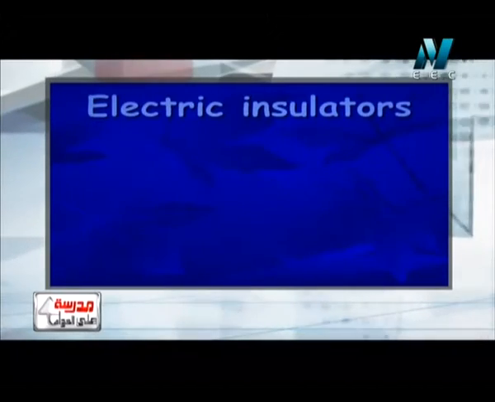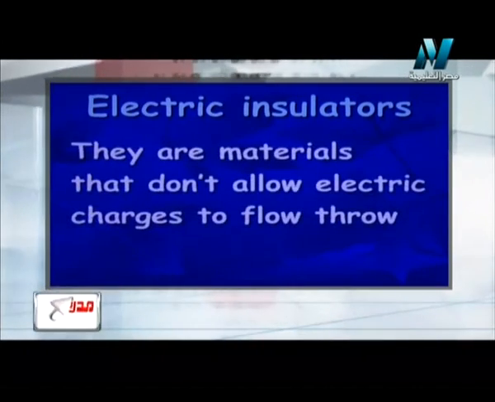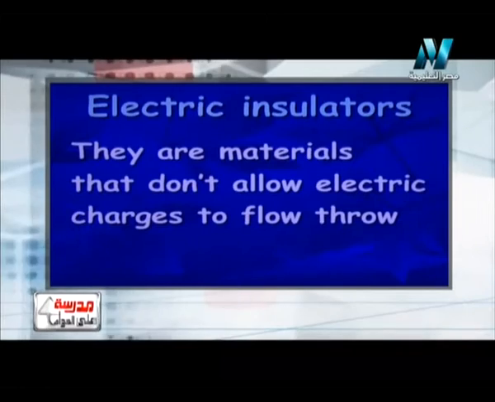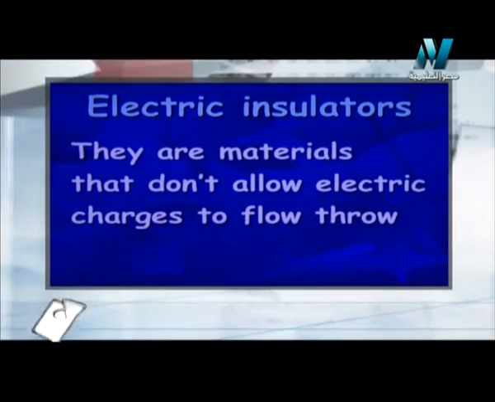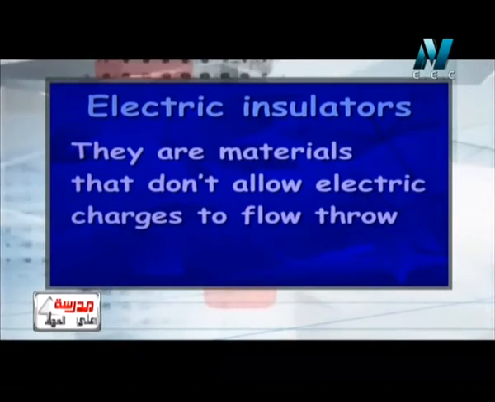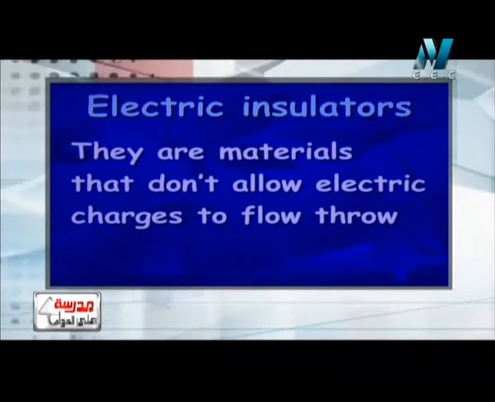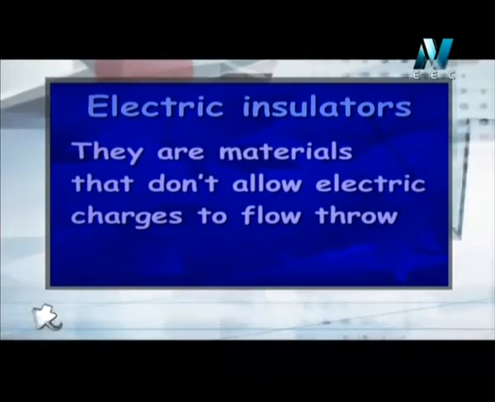So what about the electric insulator? Electric insulators are materials that don't allow electric charges to flow through, or we can say they don't allow electric current to flow through. So again, we can classify matter according to electric conductivity into two types, which are electric conductors and electric insulators. What's the difference?